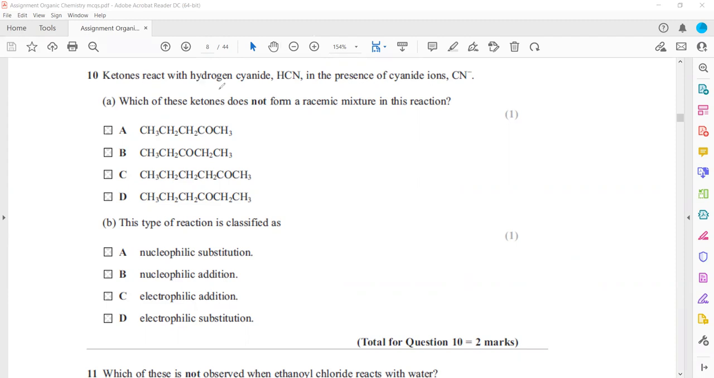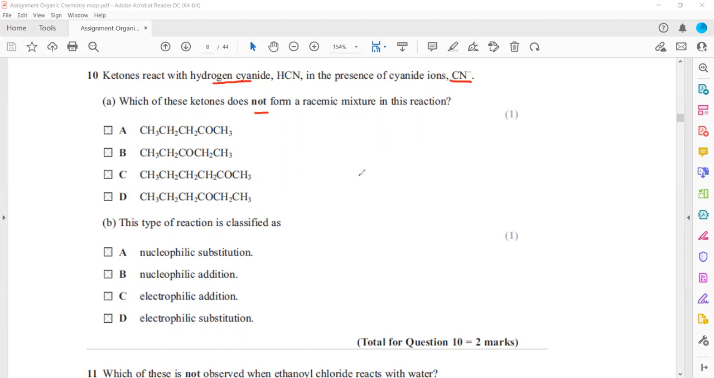So the first one: ketones react with hydrogen cyanide, HCN, in the presence of CN-. Which of these ketones does not form a racemic mixture? So how can we identify it? Basically, there should be a chiral carbon. If there is a chiral carbon, then there will be a racemic mixture, otherwise it won't be a racemic mixture.